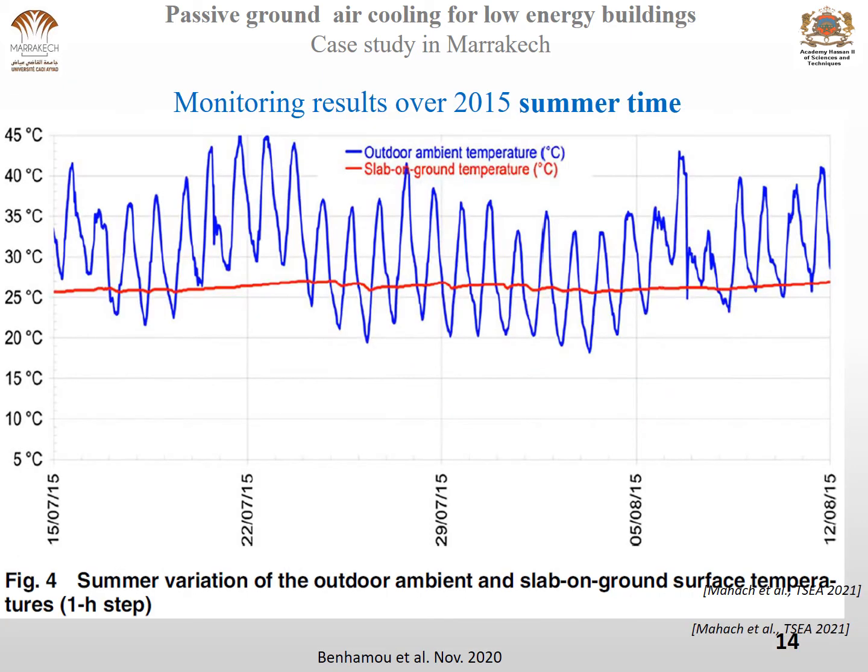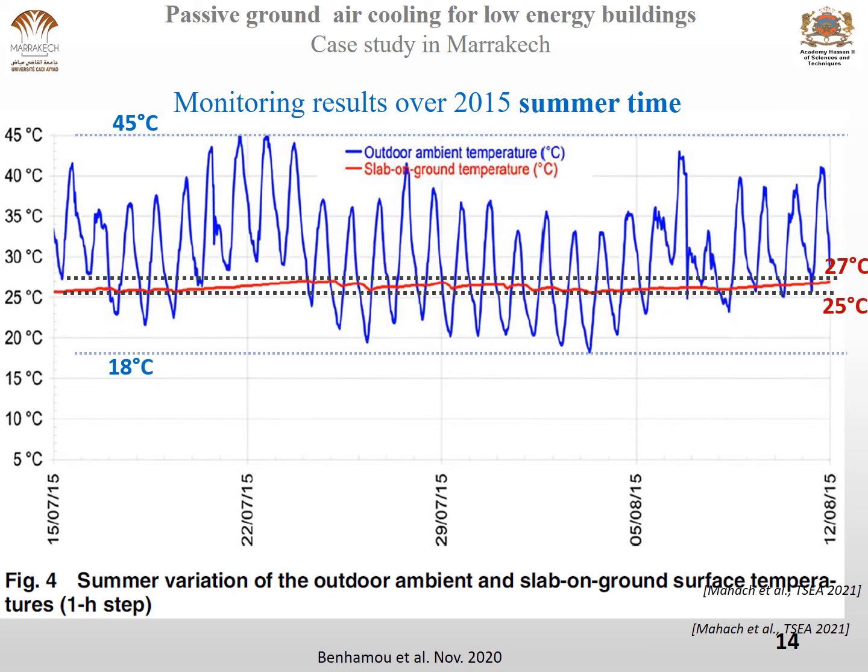Here we focus on summertime, 2015 summertime, and these are also the monitoring results of the slab-on-ground temperature represented by the red line. The blue line corresponds to the outdoor air temperature, which oscillates between 18 degrees C and 45 degrees C. At the same time, the slab-on-ground temperature is in between 25 and 27 degrees C.